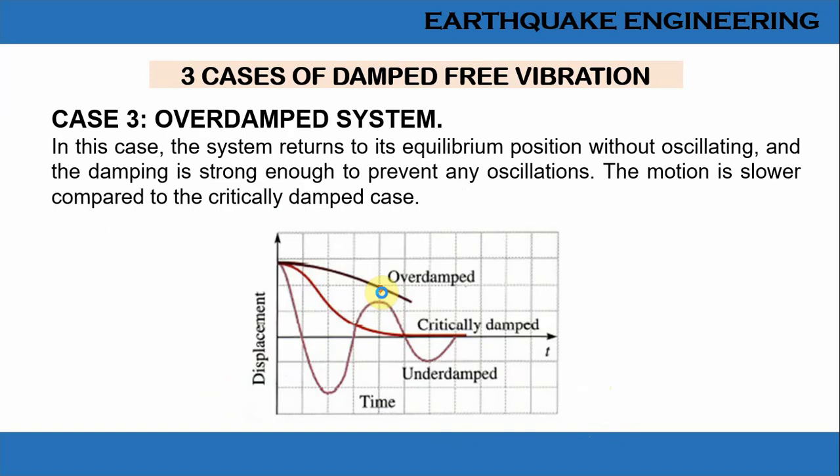Okay, our next case is the overdamped system. In this case, the system returns to its equilibrium position without oscillating, and the damping is strong enough to prevent any oscillations. Just like in the critically damped system, our system returns quickly to its position. It no longer vibrates or oscillates, because our c, or our structural damping or damping coefficient, is strong enough to prevent any oscillations. But take note that the motion is slower compared to case number 2. Okay. It is shown in the graph above.